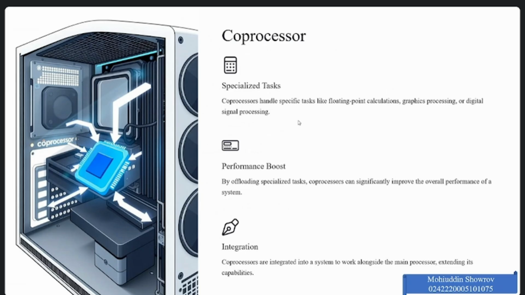Now I am talking about the topic of coprocessors. Coprocessors have three aspects. First of all, specialized tasks: coprocessors handle specific tasks like floating point calculations, graphics processing, or digital signal processing. Second is performance boost: by offloading specialized tasks, processors can significantly improve the overall performance of a system. And then integration: coprocessors are integrated into a system to work alongside the main processor, extending its capabilities.